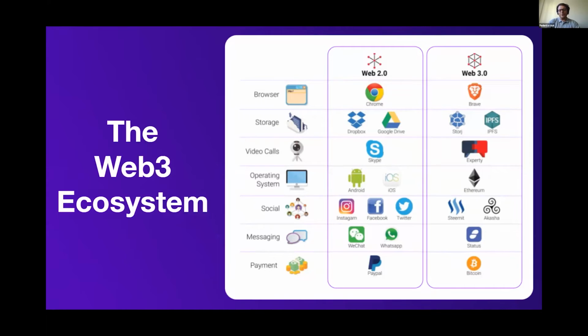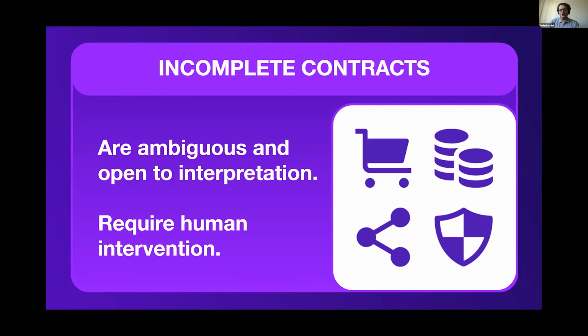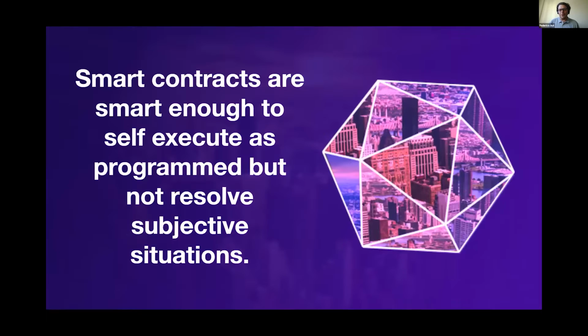And there is one important problem in this construction, which is that contracts are incomplete. They are sometimes open to interpretation, ambiguity, and there is a requirement for humans sometimes to decide what happens when there is a dispute. And the thing with smart contracts is that they are smart enough to self-execute, but not smart enough to resolve situations where subjectivity is involved, right?